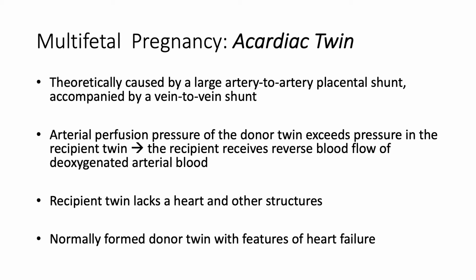Acardiac twinning is theoretically caused by a large artery-to-artery placental shunt accompanied by a vein-to-vein shunt. Arterial perfusion pressure of the donor twin exceeds pressure in the recipient twin, and the recipient receives reversed blood flow of the oxygenated arterial blood. The recipient twin thus lacks a heart and other structures due to disrupted growth and development. The donor twin is normally formed, but because it supports its own circulation as well as pumping blood to the acardiac twin, the donor may develop cardiomegaly and heart failure.